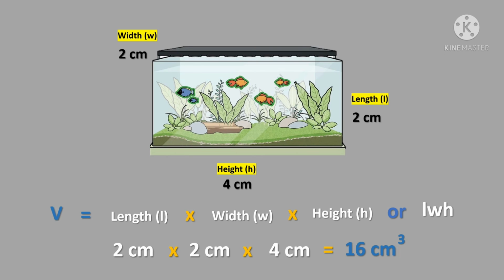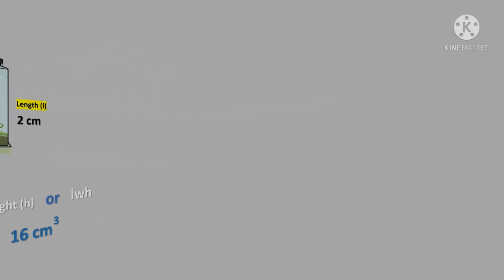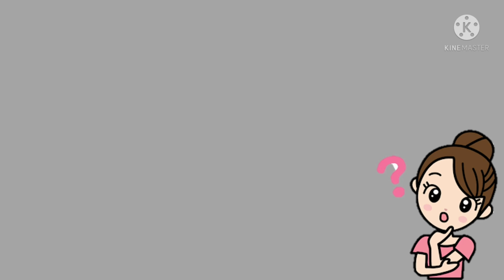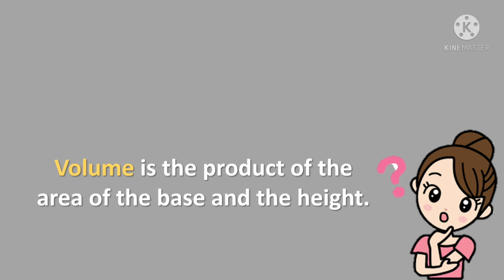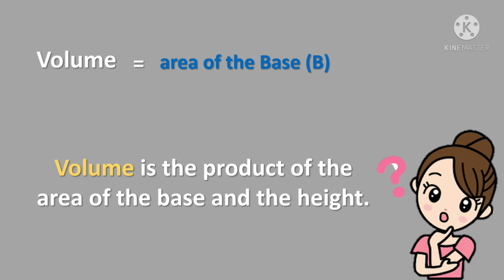Now, as we can see, we are multiplying 3 dimensions. Therefore, we can also write the answer as 16 cm³, with 3 as the exponent. And that's all you need to do in order to calculate the volume of a rectangular prism. Now, what we learned is that the volume is the product of the area of the base and the height. So we can make a formula as V equals area of the base times the height. Wonderful!